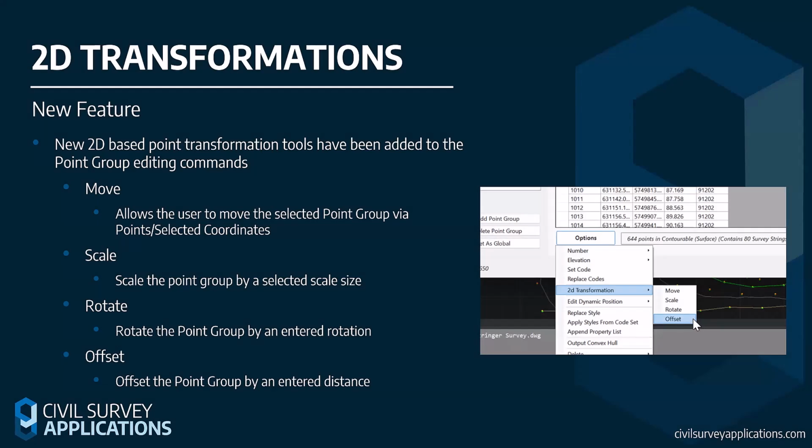A new feature that got added to point groups within the ribbon is 2D transformations. So 2D transformations are a feature that has been requested by many users now. And what it's allowing you to do is move, scale, rotate, and offset the point group in question by whatever values you enter.